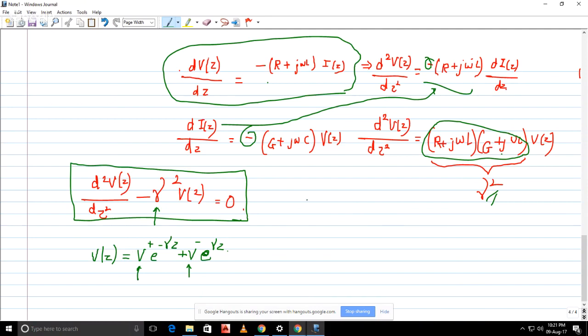Now, what does it signify? The term with V plus, e raised to minus gamma z, interprets a wave which is traveling in the forward direction, whereas the term with the constant V minus, e raised to plus gamma z, is the wave traveling in the backward direction. So we have two solutions now. The total voltage on the transmission line is a combination of two waves, one in the forward direction and one in the backward direction.